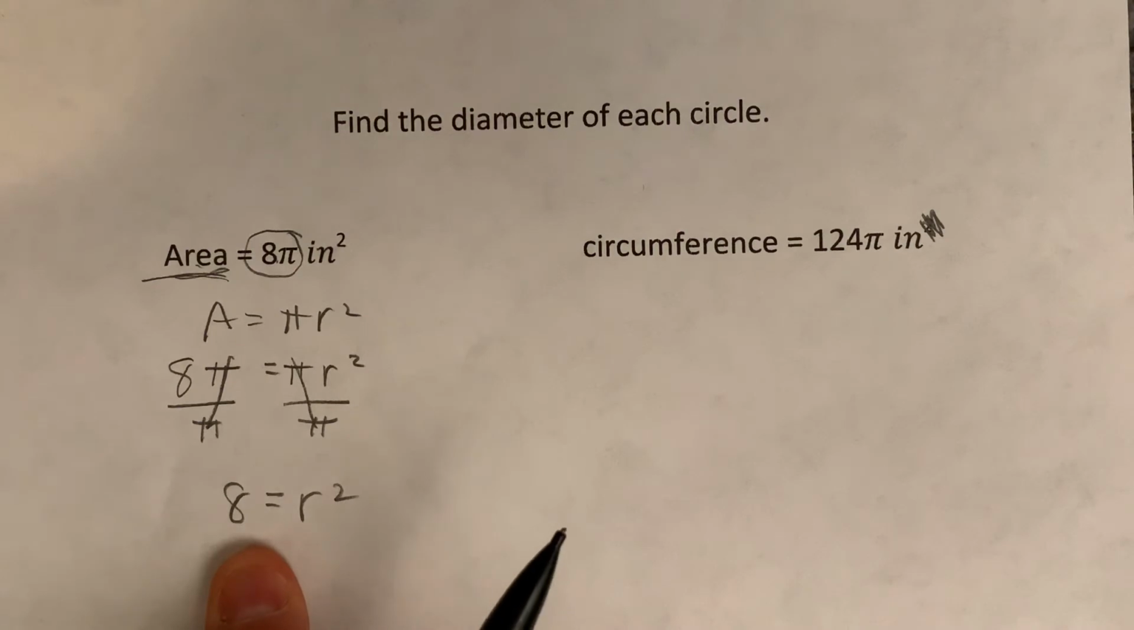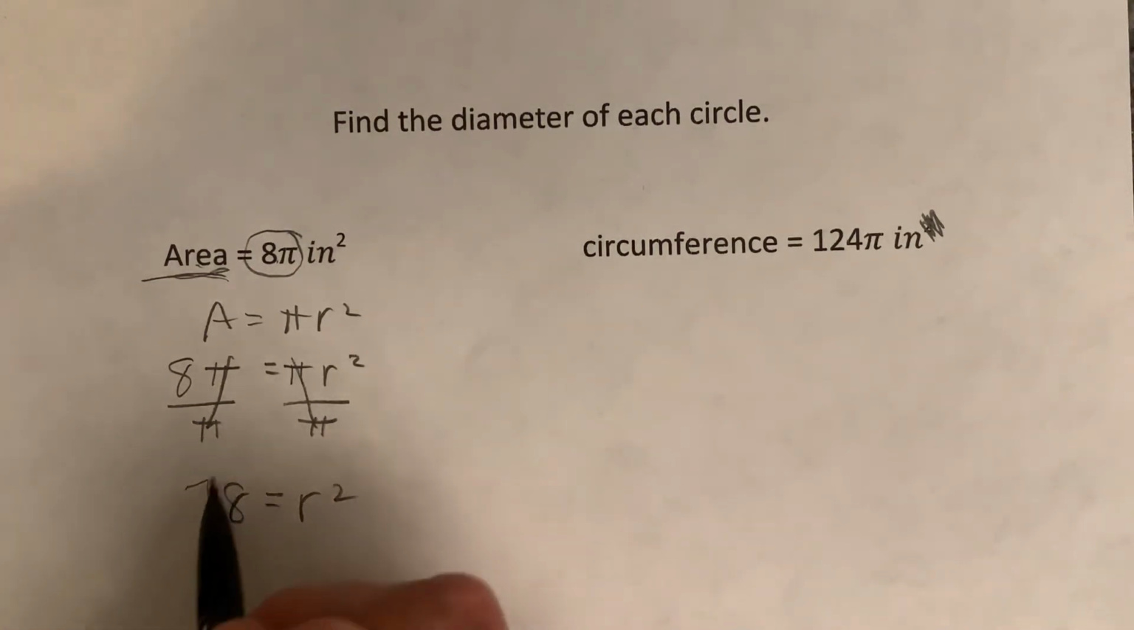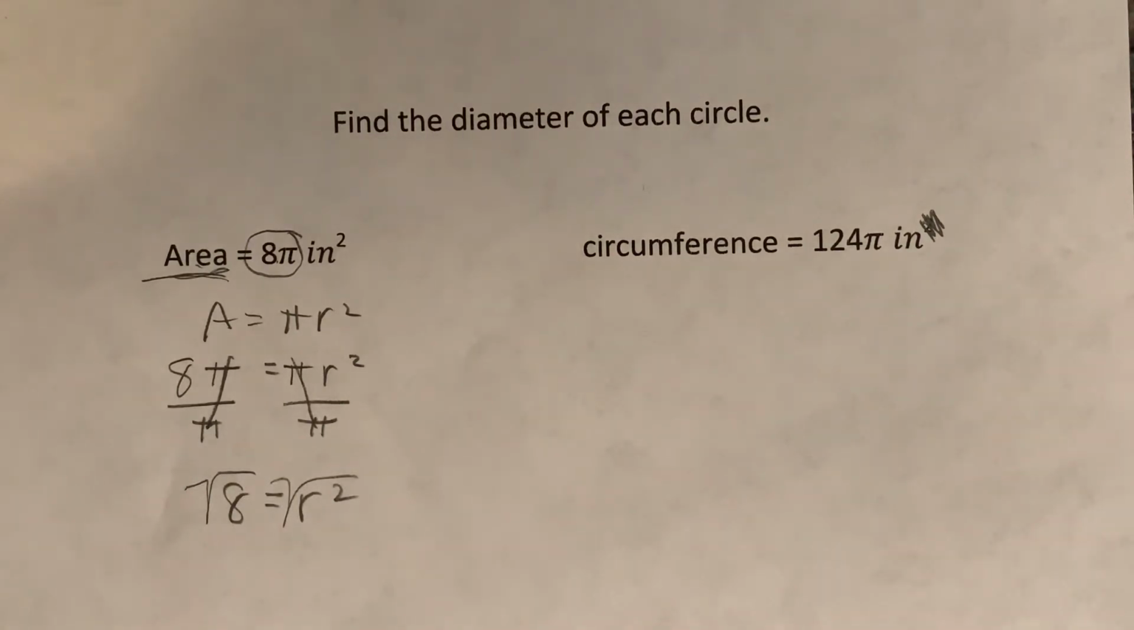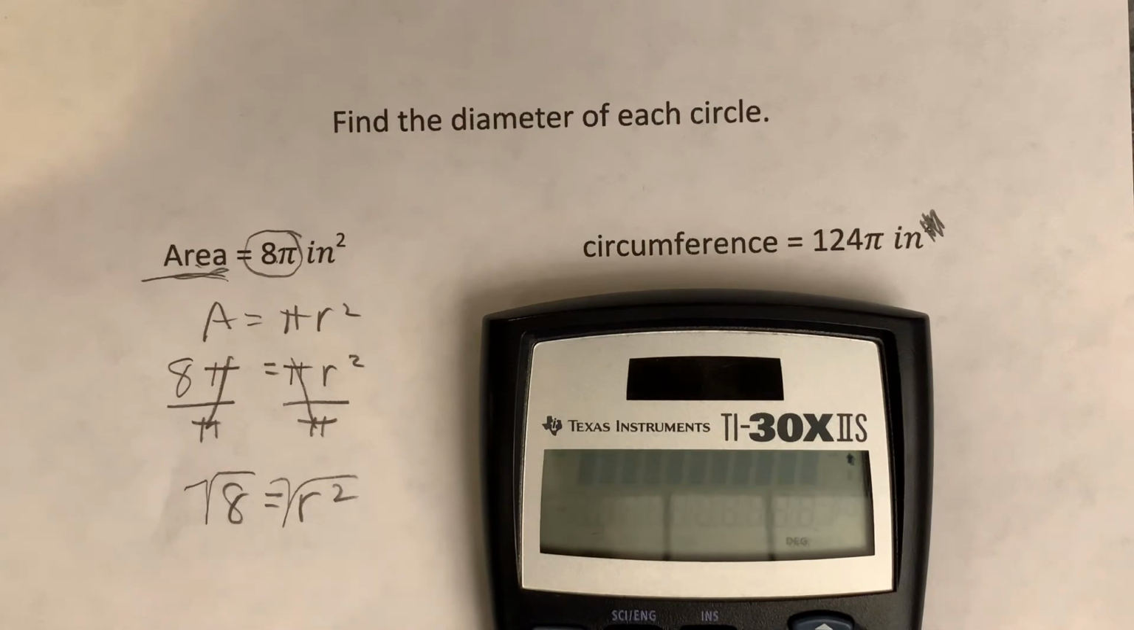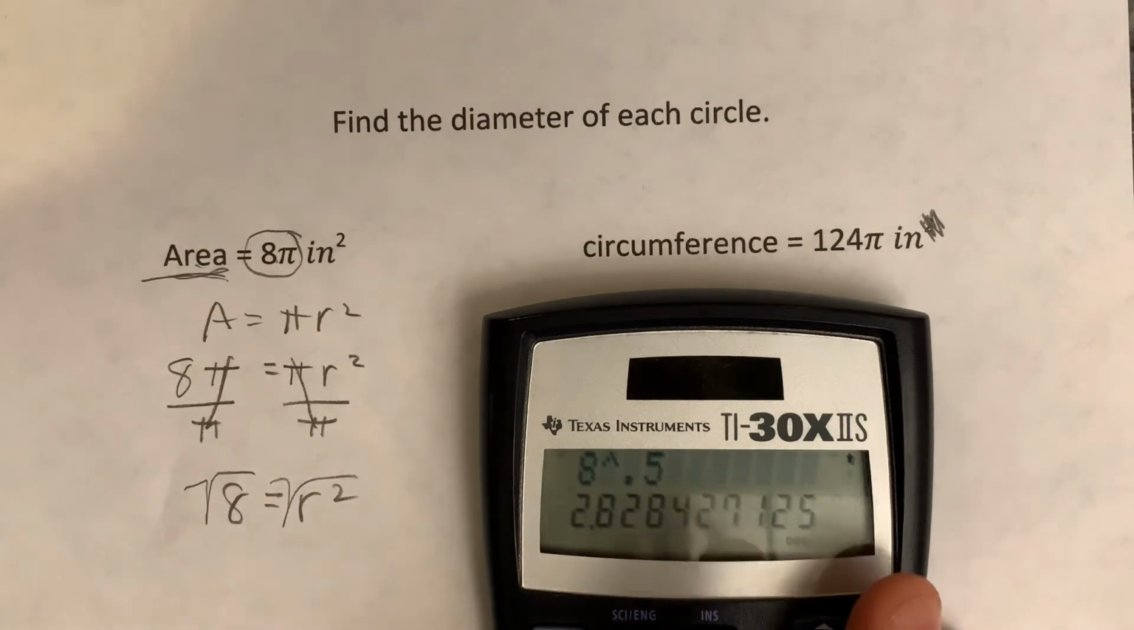Now to get the final answer, we have to take the square root of both sides. So the square root of both sides would be this symbol here. And you remember this from the other day. We did this with the Pythagorean theorem. So I'm just going to take 8 to the half power. Remember, that's kind of my shortcut. So 8 caret 0.5. And that's going to be 2.828.